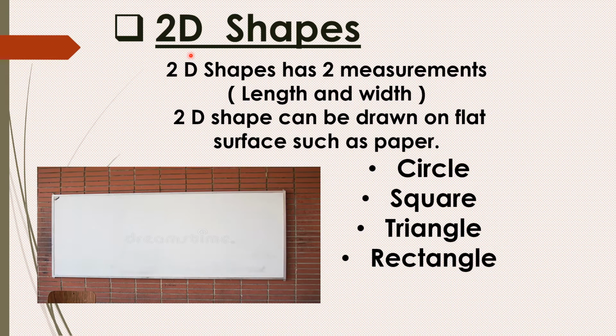What are 2D shapes? 2D shapes are two-dimensional. They have two measurements, length and width. This is a board and here we measure the length in this way and measure the width in this way. And we can draw 2D shapes on a flat surface like paper. I know all of you can draw a circle, square, triangle, rectangle. Yes, these are all called 2D shapes.